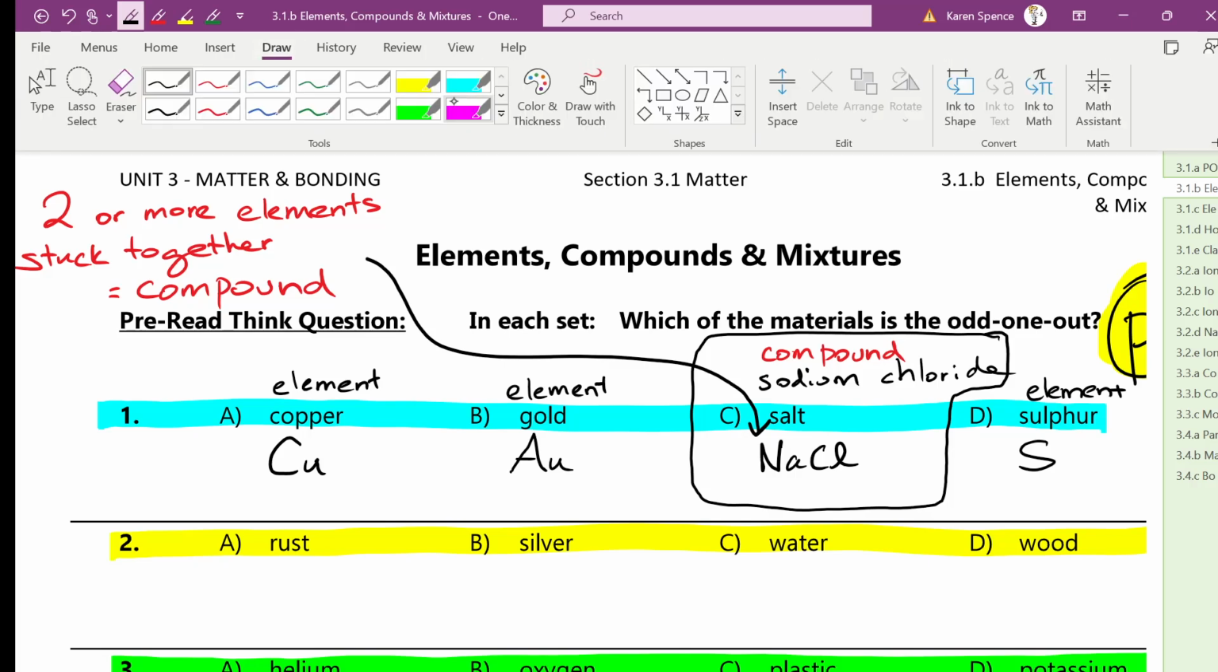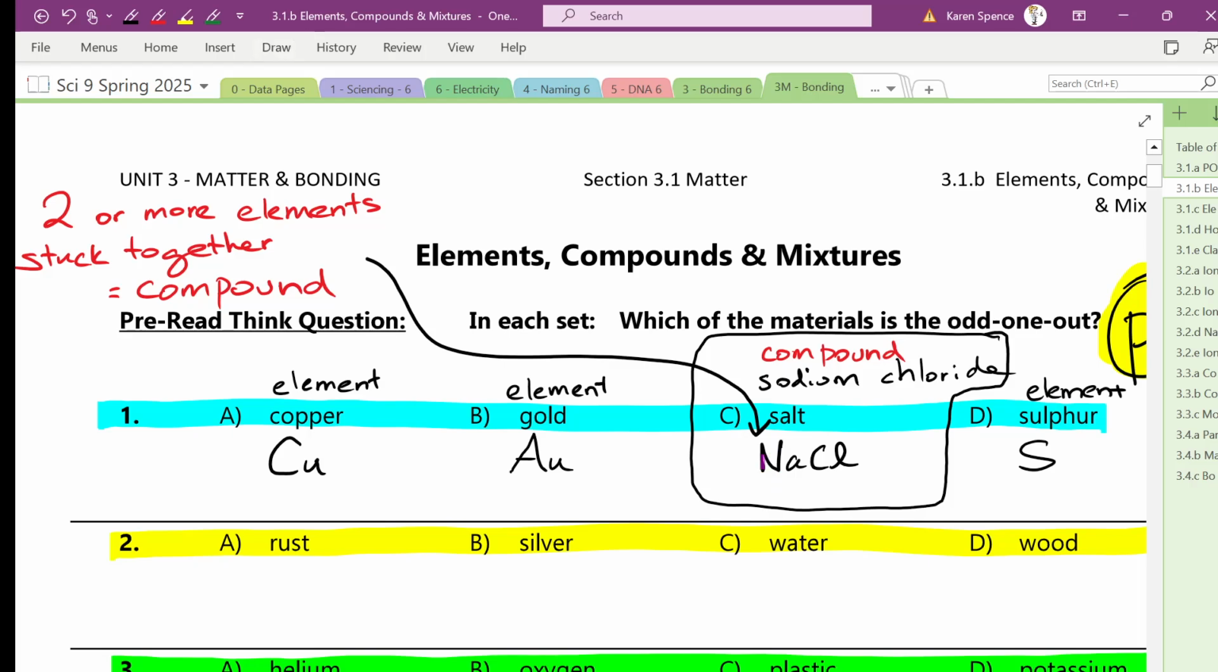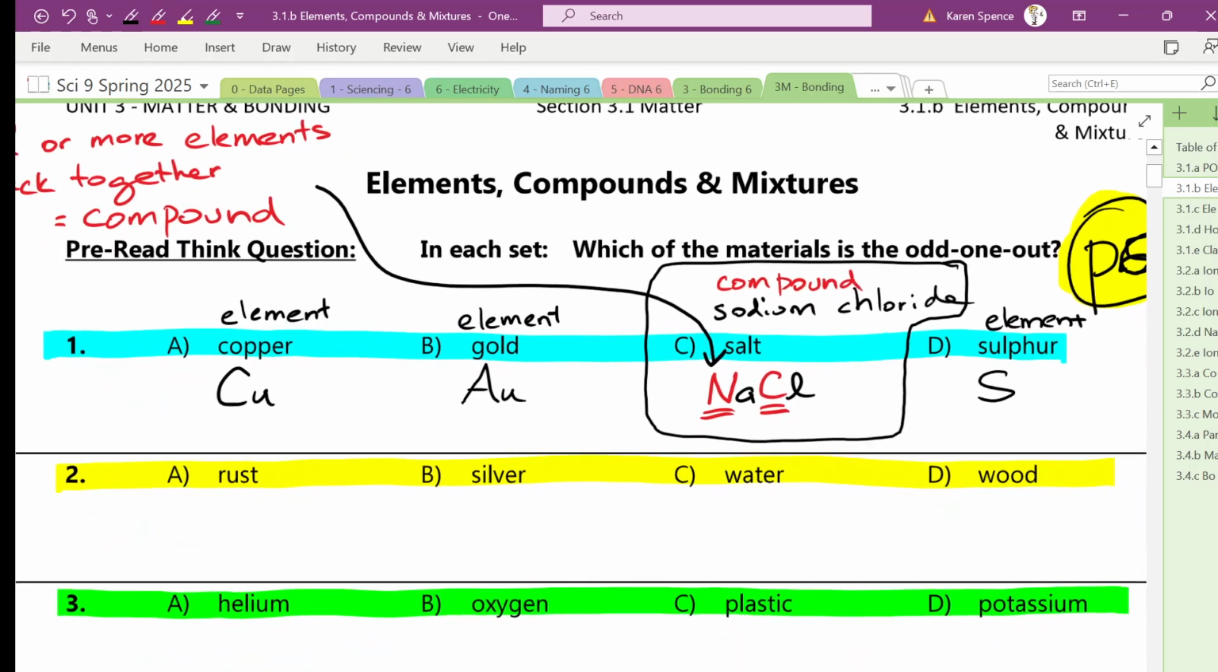You can tell you have two elements because you have a capital letter here and a lowercase. That means that's one element. And then we have a capital letter for the Cl. So that means that's another element. Every time you see a new capital letter, that means you have a new element. Every capital letter shows you that you have a new element. All right.